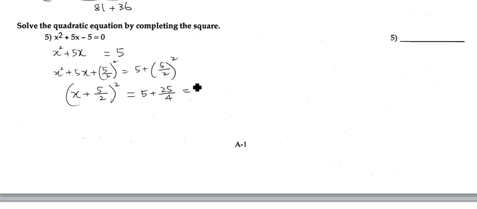Then it will become 45 over 4. I have some sort of perfect square equal to 45 over 4. So what I could do is take the square root on both sides, and don't forget a plus or minus sign will be generated.